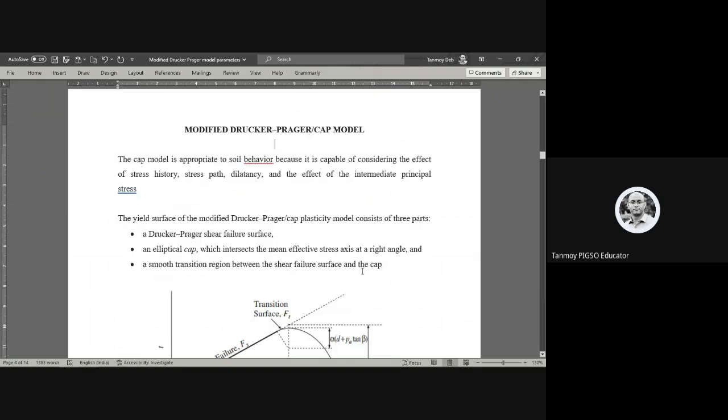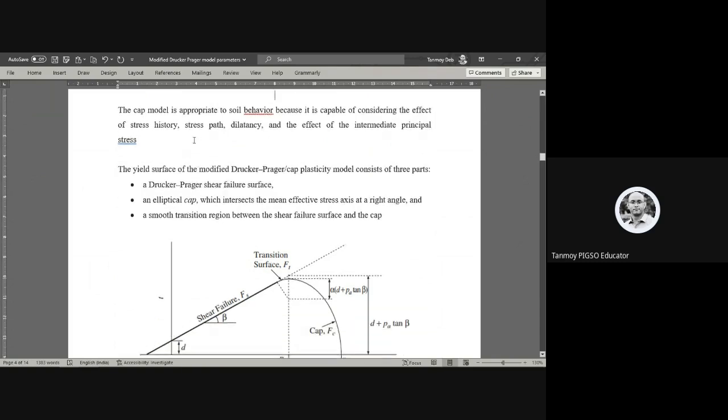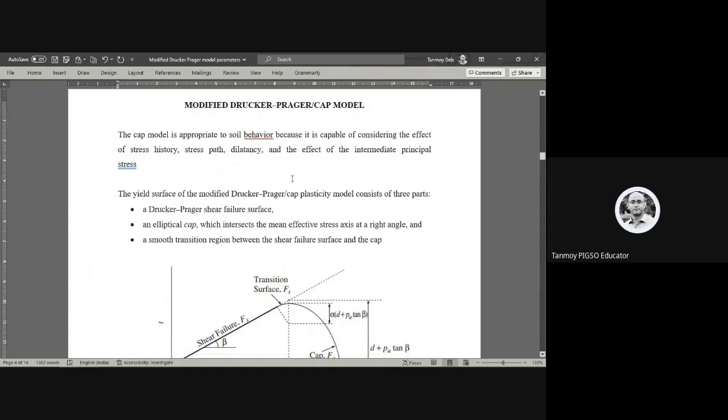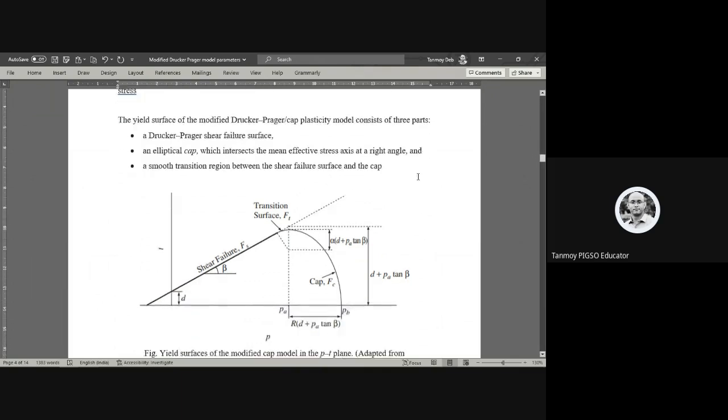Whatever I have taken is mainly from two books. One is Application of Finite Element in Geotechnical Engineering, and the other one is Sam Helwany. So this is the modified Drucker-Prager model, also called a cap model, and it is capable of considering the effect of stress history, stress path, dilatancy, and the effect of intermediate principal stress. So this has been represented in PT space.